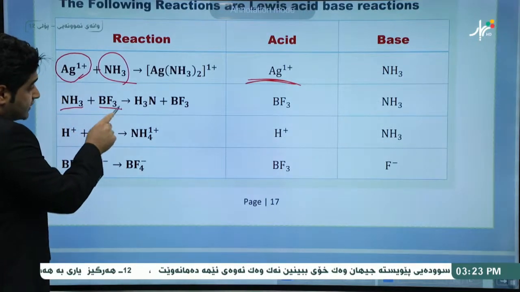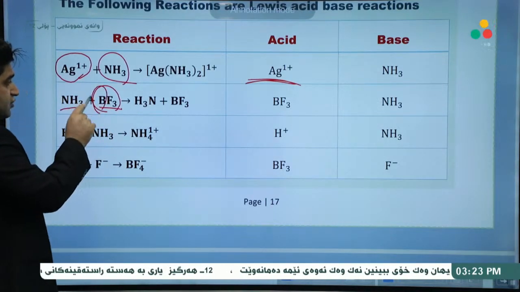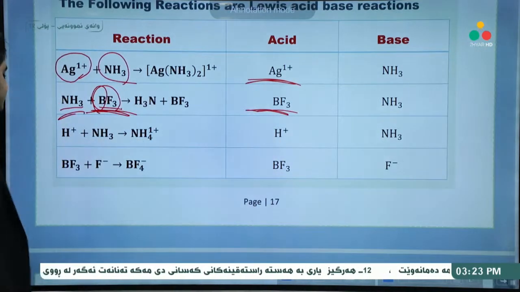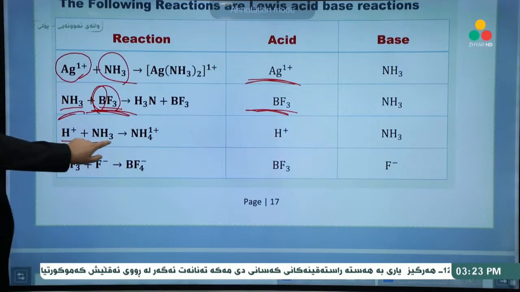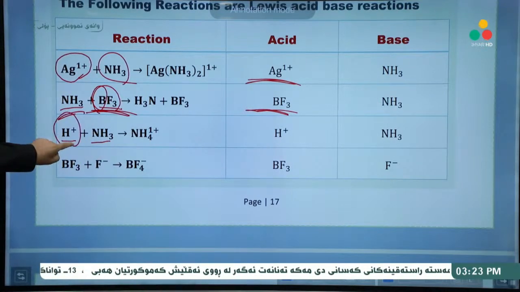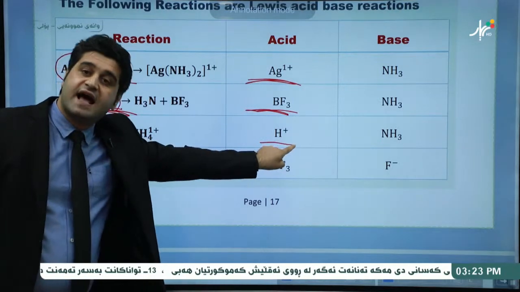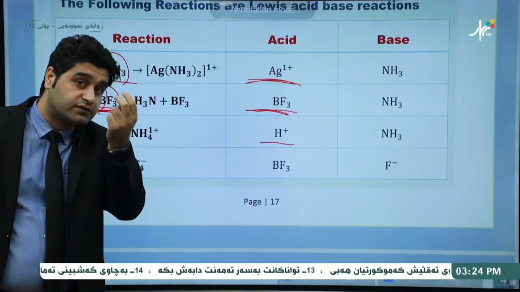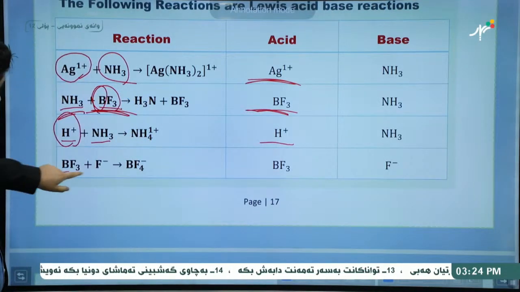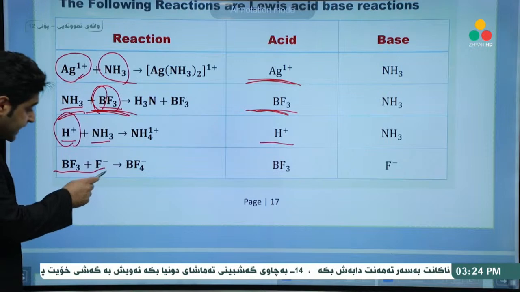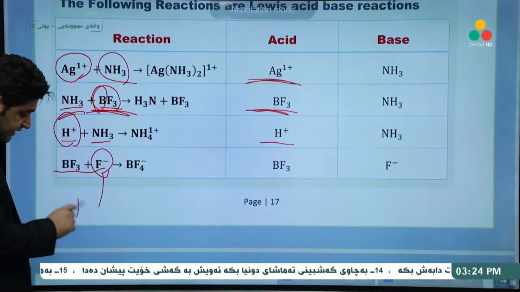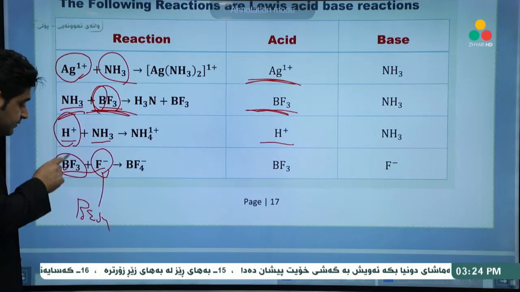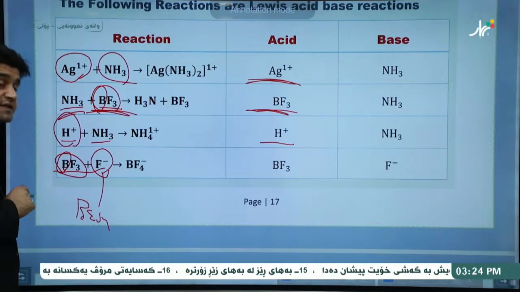NH3 plus BF3. Oh, it contains boron. So it will be Lewis acid. Lewis acid is BF3, NH3 is base. H plus NH3. Oh, we have cation. So cation is Lewis acid because it has the empty orbital that can receive a pair of electrons. BF3 plus F minus. Oh, this is anion. I'm sure that it's Lewis base. And this BF3, I'm sure that because it contains a boron, it's Lewis acid.